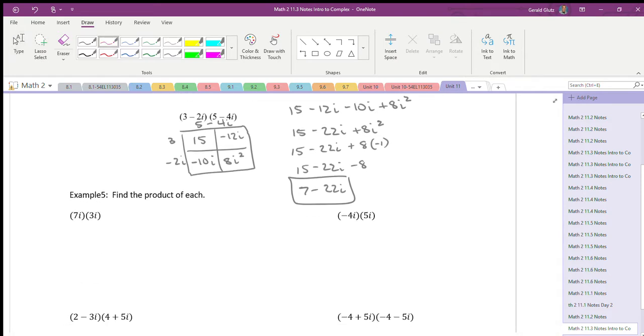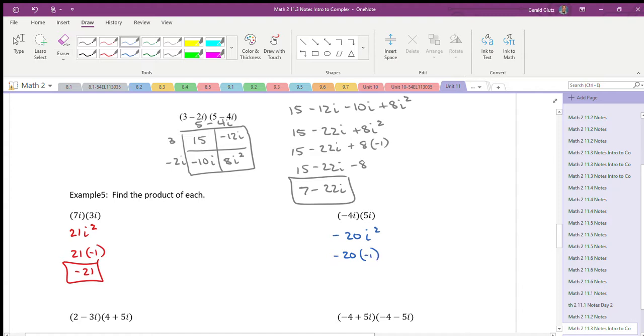All right, so example 5. So this is just like if these were x. So 7 times 3 is 21. i times i is i squared, but i squared is negative 1. So 21 times negative 1 is negative 21. Negative 4 times 5 is negative 20. And then i times i is i squared. But i squared is negative 1. So negative 20 times negative 1 is positive 20.